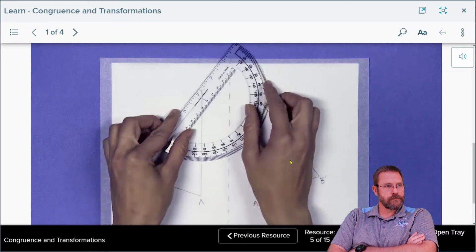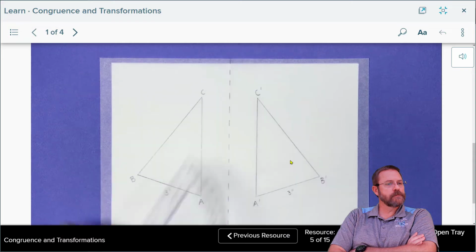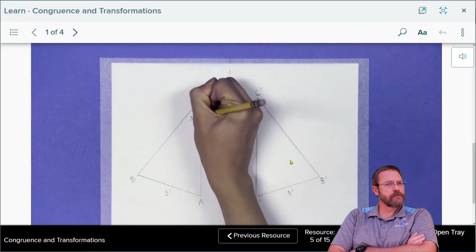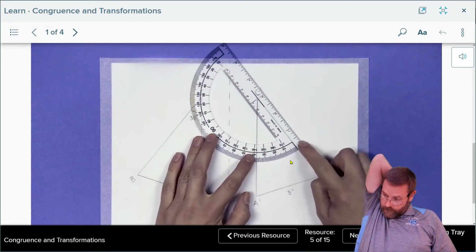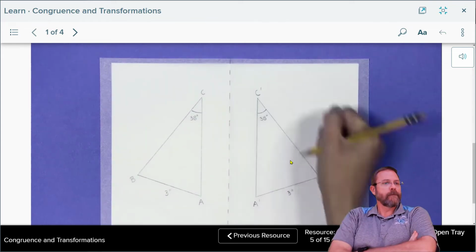A protractor will show that the angle measurements did not change either. Measure angle C to confirm this. The reflection of the object does not change its shape or size.